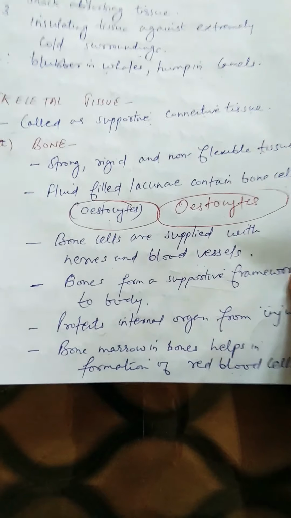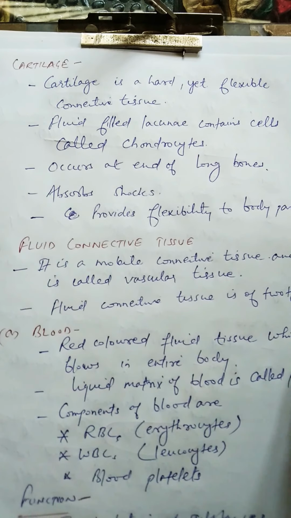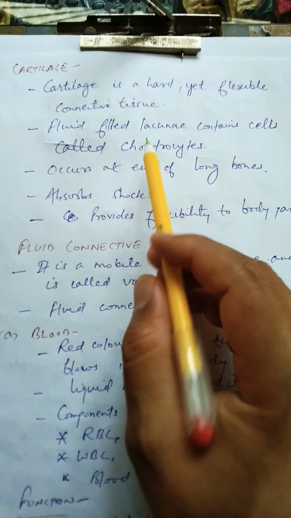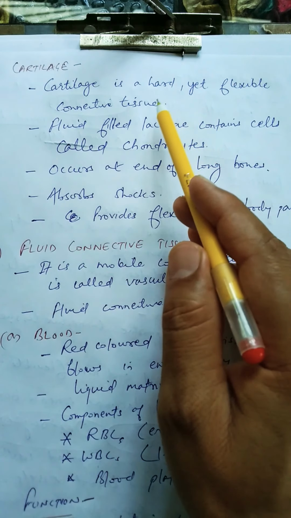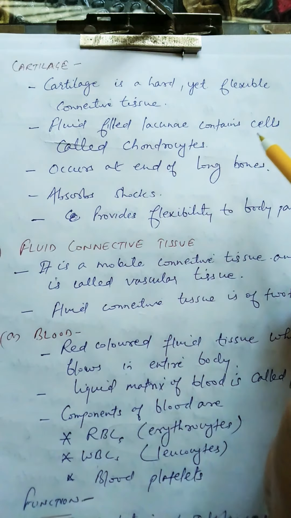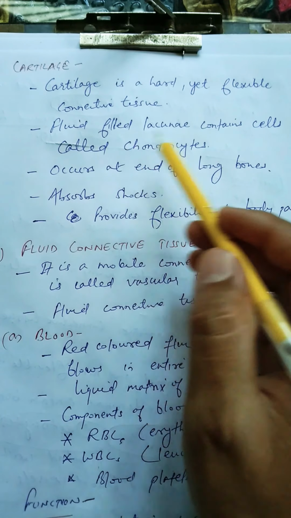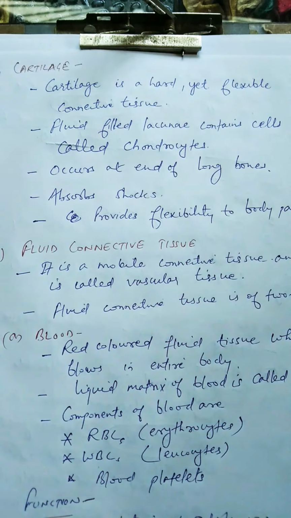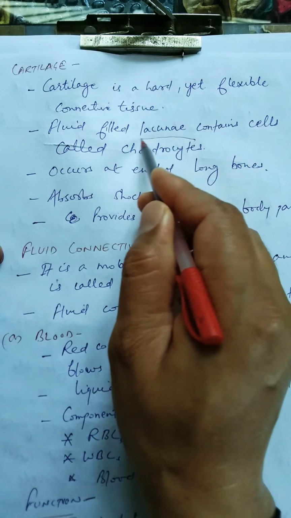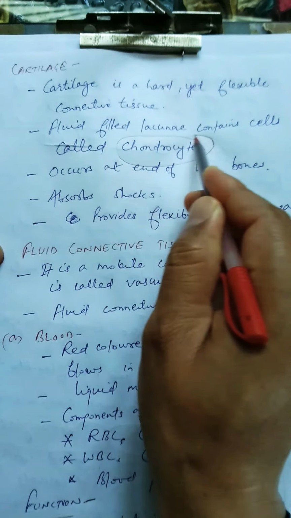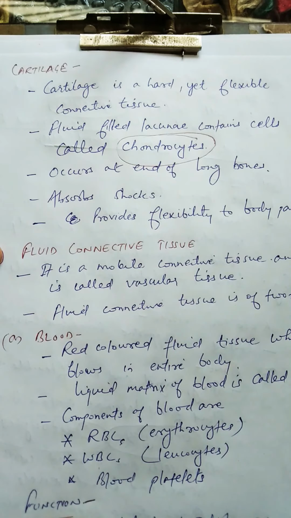So second type of skeletal tissue is cartilage. Now students, see cartilage, it is a little bit hard and flexible connective tissue. The fluid filled lacunae contain cells called chondrocytes. Again, this point is very important. The cells which are present in cartilage are known as chondrocytes.